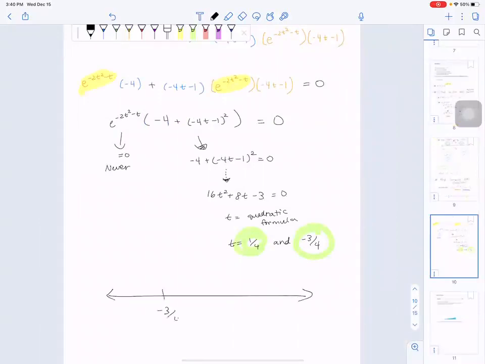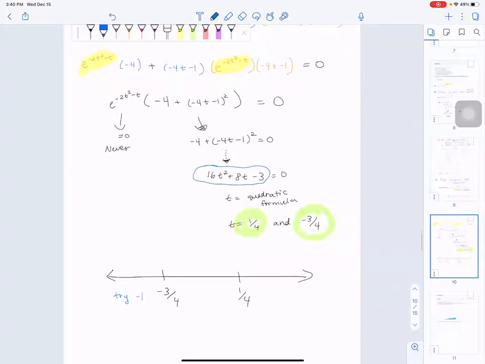We have -3/4, 1/4. On the left, we can try -1 maybe, and what is the part that's important? This 16t squared plus 8t minus 3 part is important. So we would get 16 minus 8 minus 3, which is a positive number, so plus. And you do the same things over here and here, you'll get negative sign, plus sign.